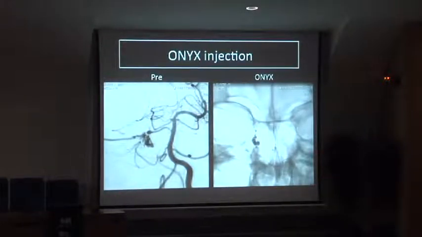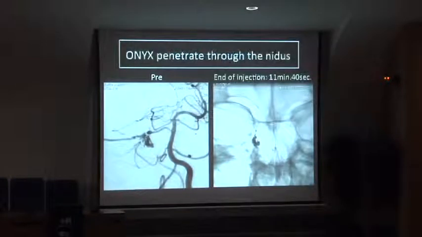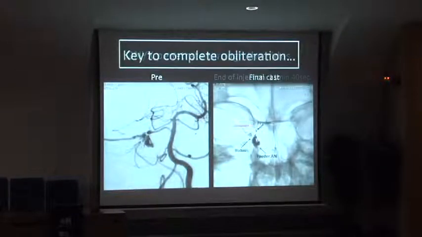Step by step, without reflux. Finally, Onyx penetrates through the nidus. Injection time 11 minutes 40 seconds. And this is the final cast. The key to complete obliteration is Onyx filling from feeder to drainer, as you know.